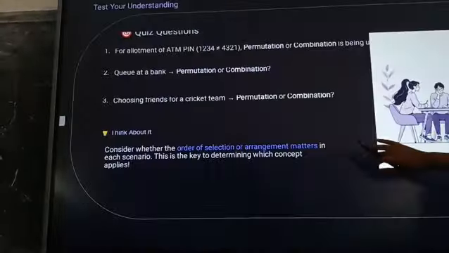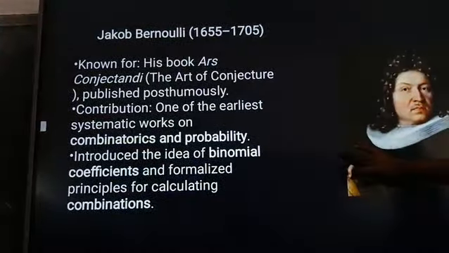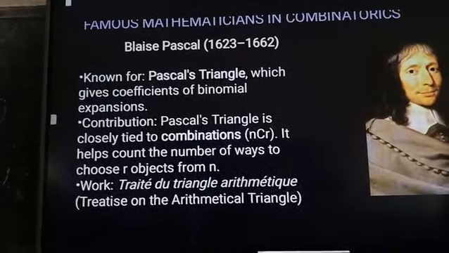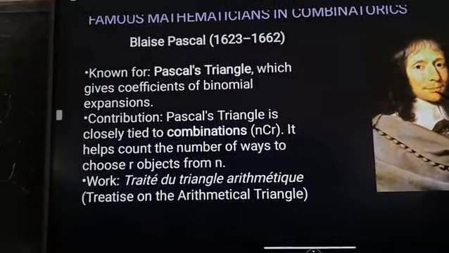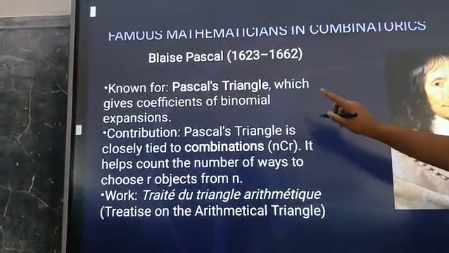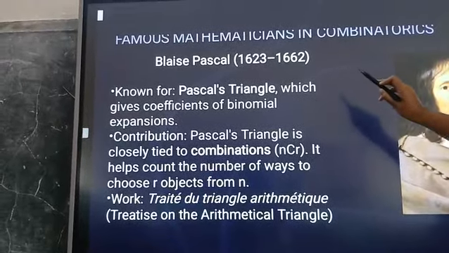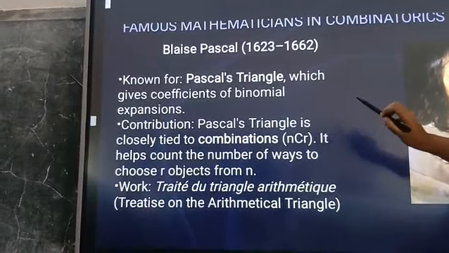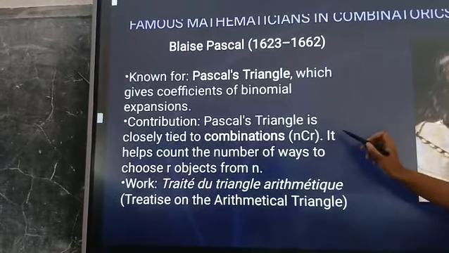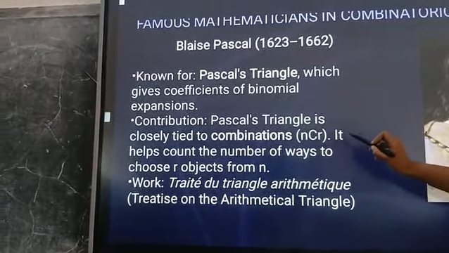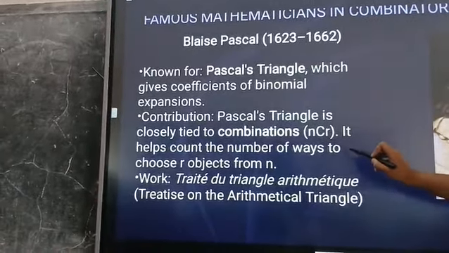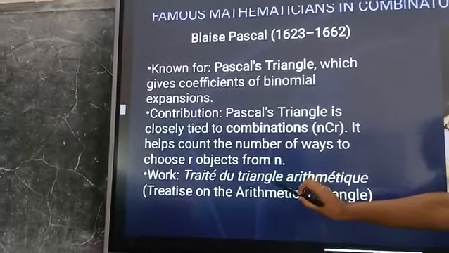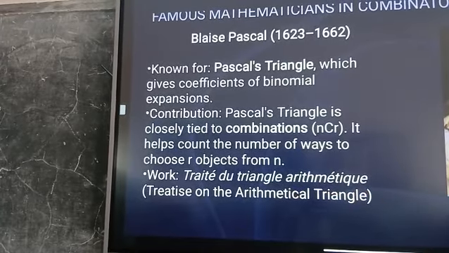Next we'll see the famous mathematicians in combinatorics. Combinatorics is specifically based on combinations. The first person is Blaise Pascal, who was born in 1623 and died in 1662. He is known for Pascal's triangle, which gives coefficients of binomial expansions. His contribution: Pascal's triangle is closely tied to combinations, which is nCr. It helps count the number of ways to choose r objects from n. And his work was the Treatise on the Arithmetical Triangle.